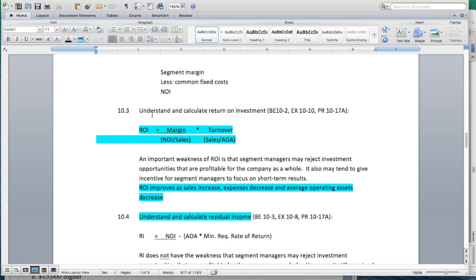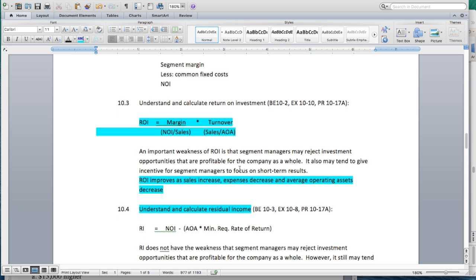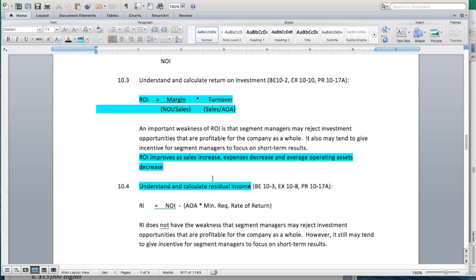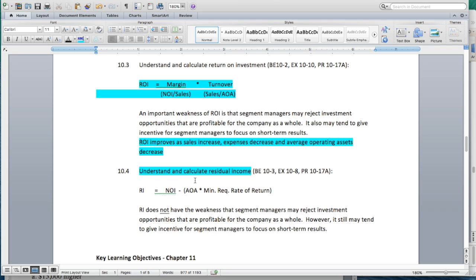Just knowing how to calculate ROI, and you don't actually need the sales to calculate ROI, but when they give it to you, then they might be asking for margin or turnover. So ROI improves as sales increase, expenses decrease, and average operating assets decrease.